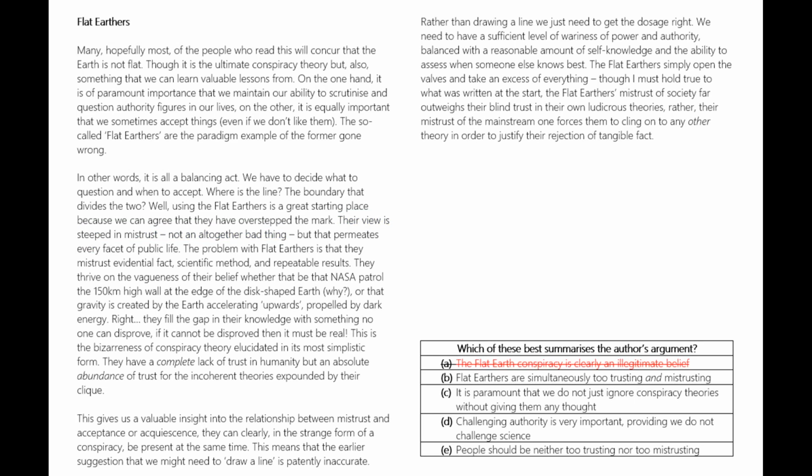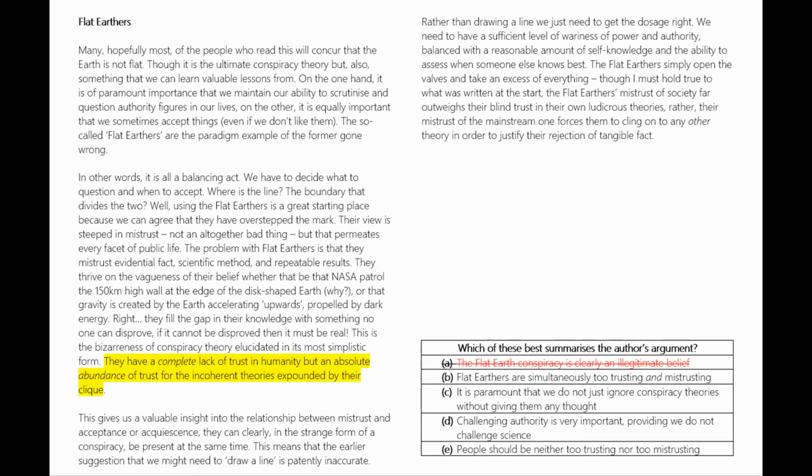Then we've got B. Flat earthers are simultaneously too trusting and mistrusting. Now this answer is certainly more promising. We mentioned on the previous answer possibility that this argument is probably based on more general principles of belief and evidence, which is what this answer revolves around. The main evidence that the flat earthers are both too trusting and too mistrusting comes at the end of the second paragraph with this phrase: "They have a complete lack of trust in humanity, but an absolute abundance of trust for the incoherent theories expounded by their clique."